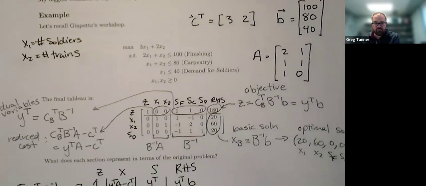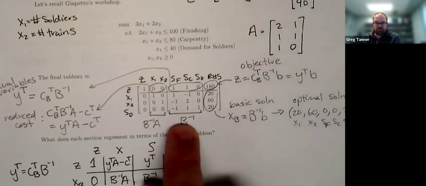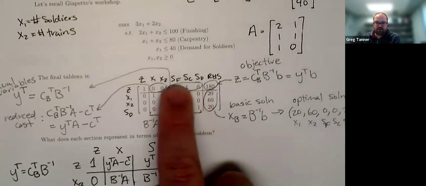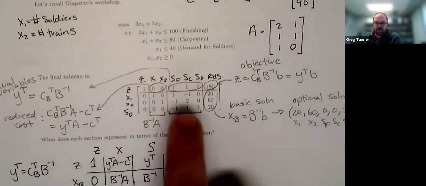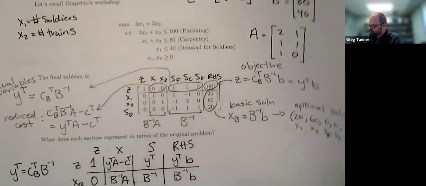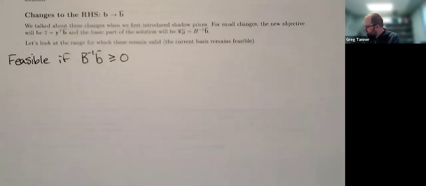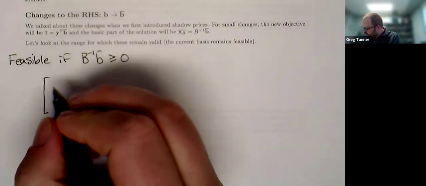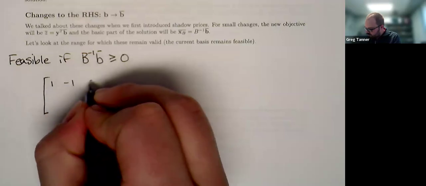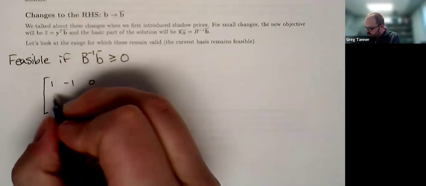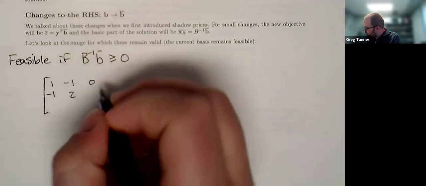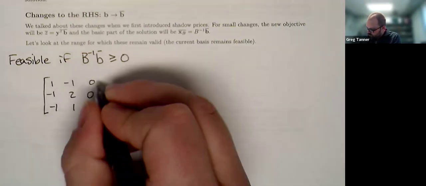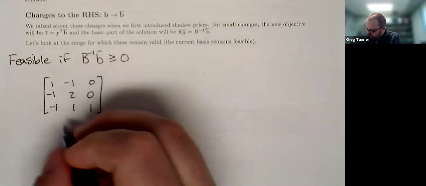Looking back at our problem here, we can read off B inverse as the matrix that's underneath our slack variables. And here's that B inverse. I'll copy it down onto this page. So we've got 1, -1, 0, -1, 2, 0, and -1, 1, 1. So that is our B inverse matrix.